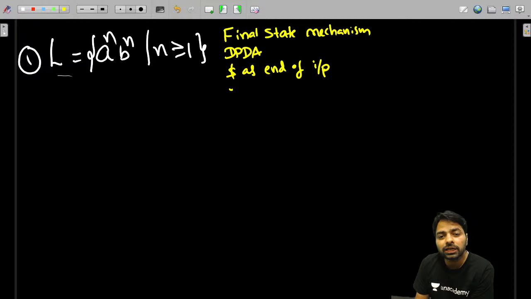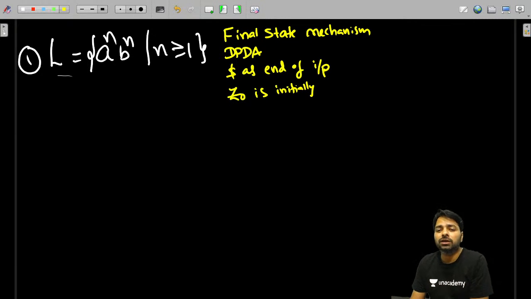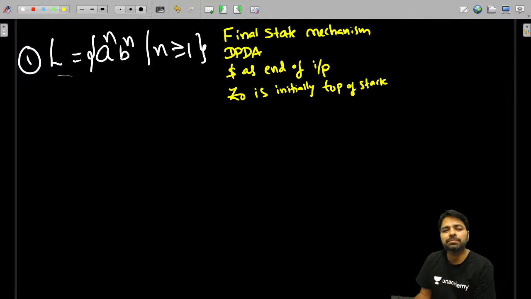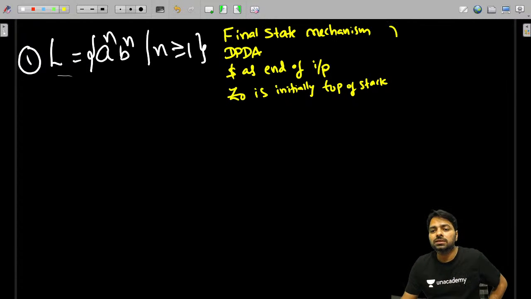And Z0, I kept it already. Z0 is initially the top of the stack. Sometimes Z0 is not there, so you need to push, guys. If the initial stack is empty, you must push Z0. Remember, Z0 is the bottom of the stack symbol. Now these all are assumptions before designing.